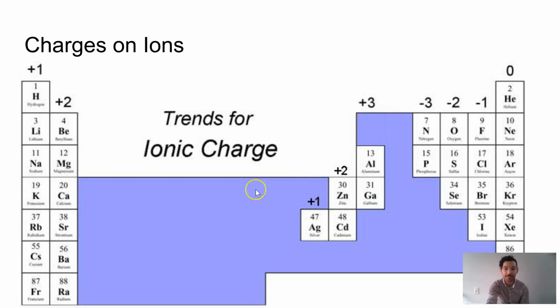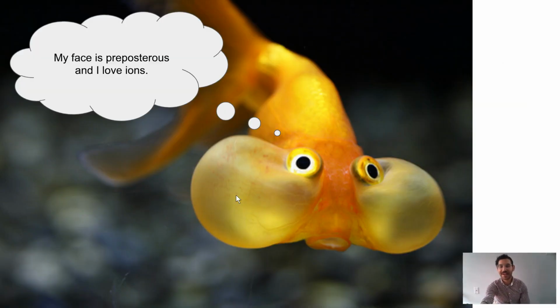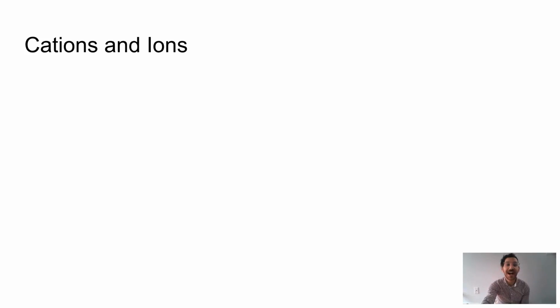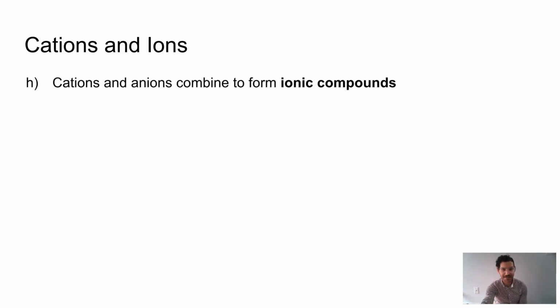Everyone in blue can be a little bit weird in their formation of ions. That is a preposterous fish. Wow. So cations and, I should say, anions.